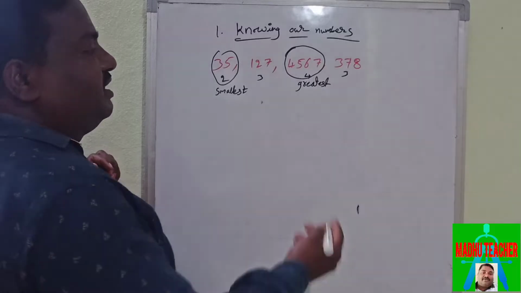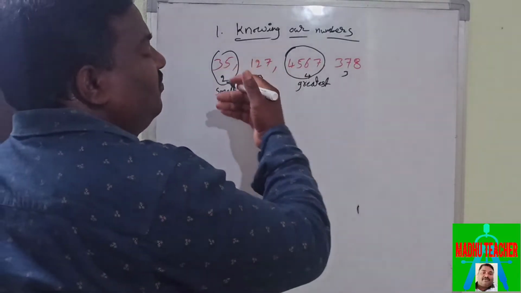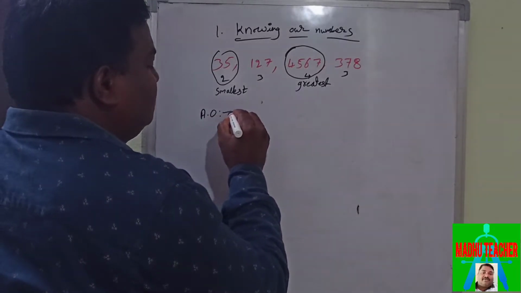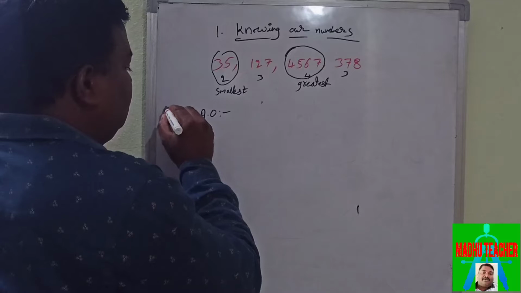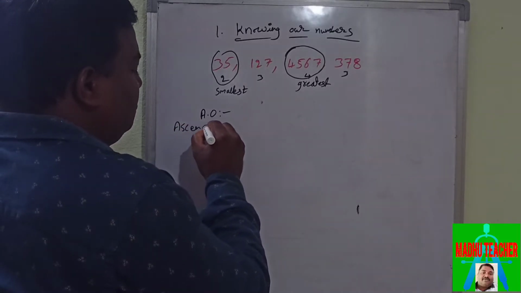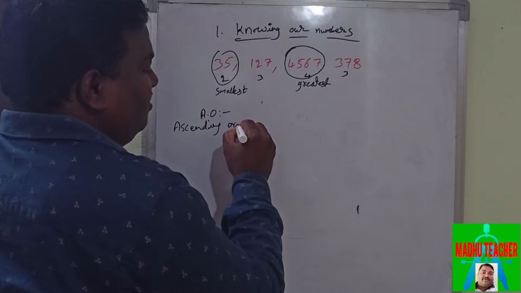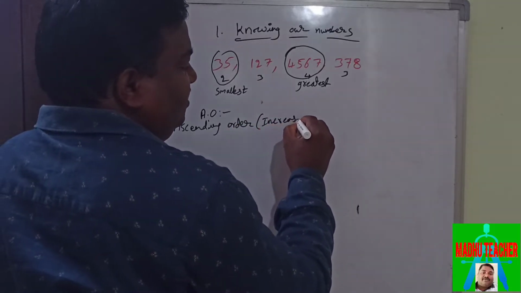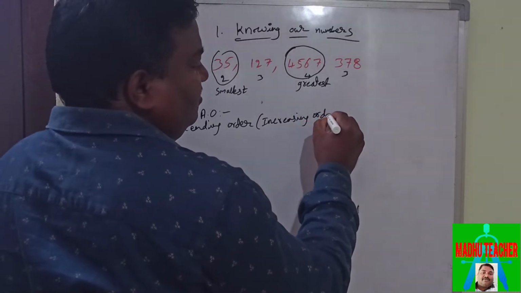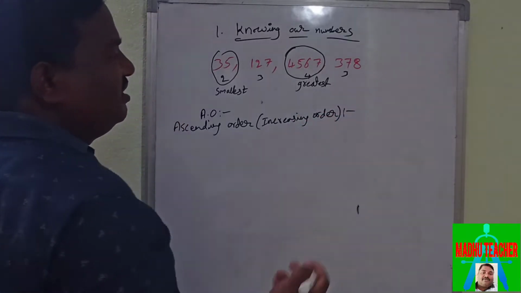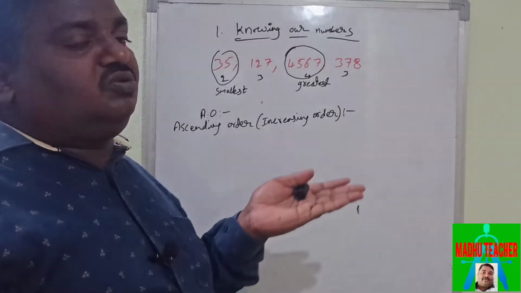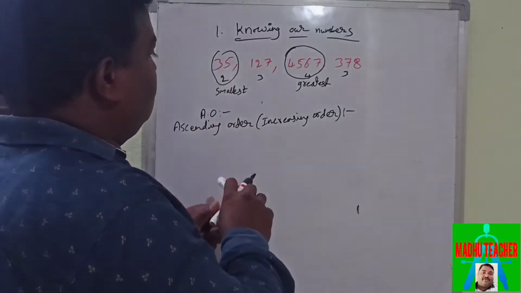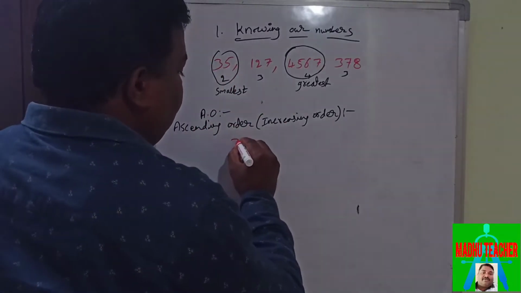Next, suppose we want to write in ascending order. What is ascending order? This is also called increasing order. Increasing means from small to big number. In this, what is the smallest number? 35 is the smallest number.